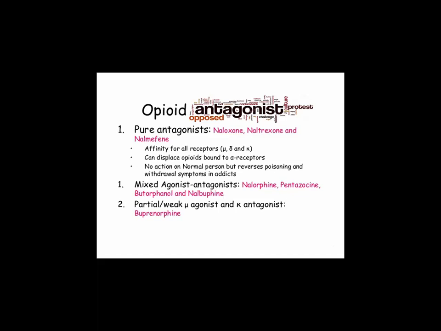So for opioid antagonists, we have pure antagonists: naloxone, naltrexone, nalmefene. We have mixed agonists-antagonists, which stimulate one subtype of receptor and block other subtypes. And we have partial weak mu agonists and kappa antagonists.